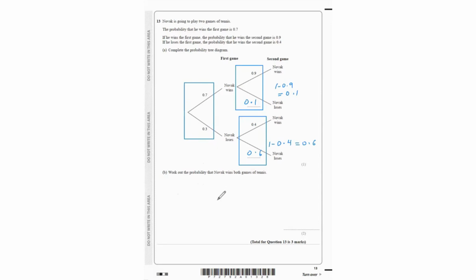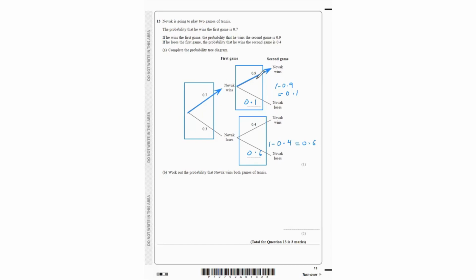Then part B says, work out the probability that Novak wins both games of tennis. So if he's winning both games, that means he wins the first game and then he wins the second game. The reason why I drew these arrows is because you need to understand the path that we're following. He's winning the first game and the second game.